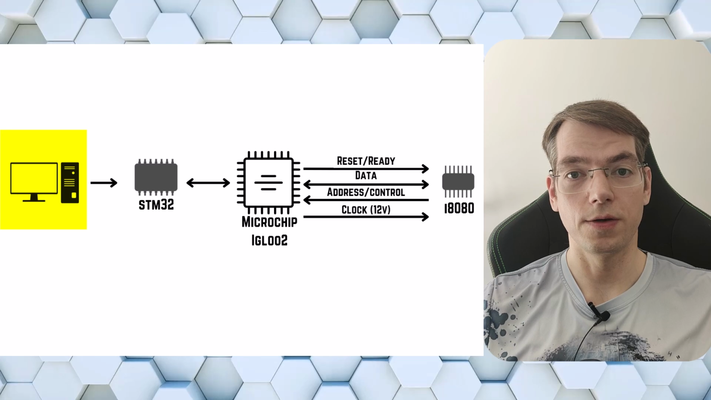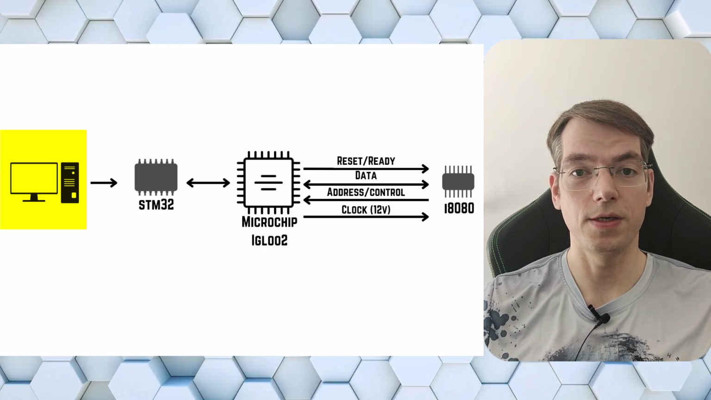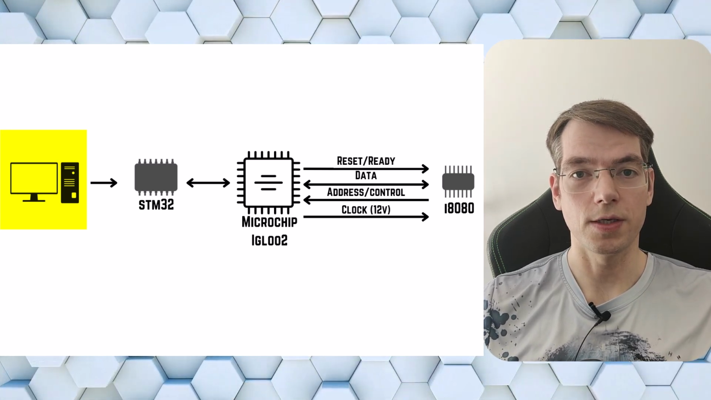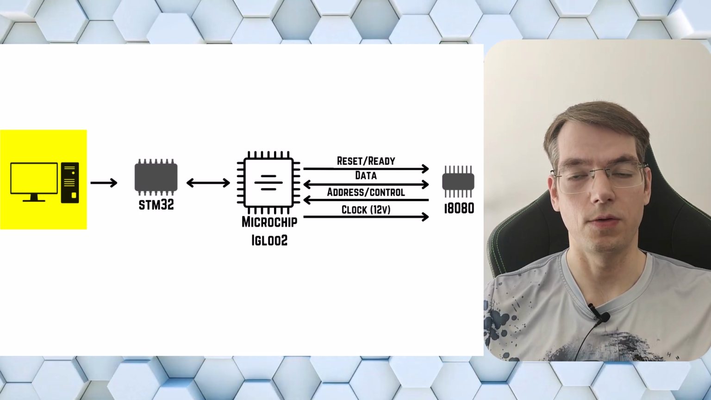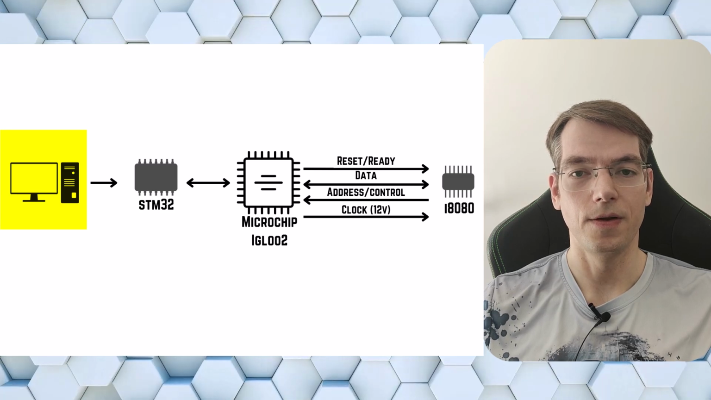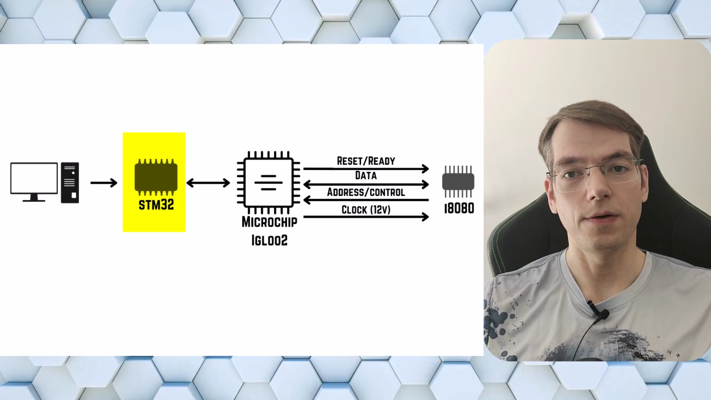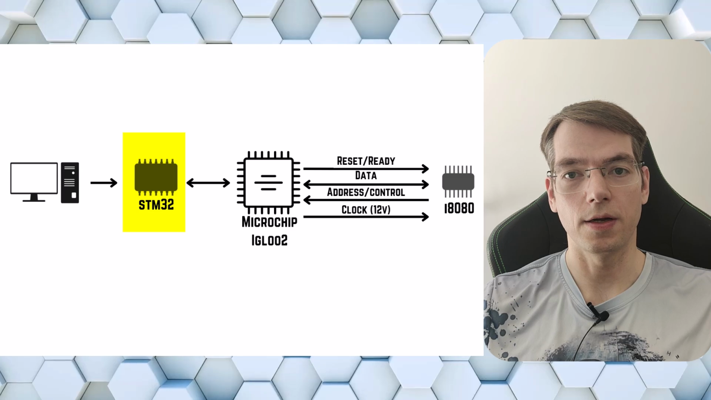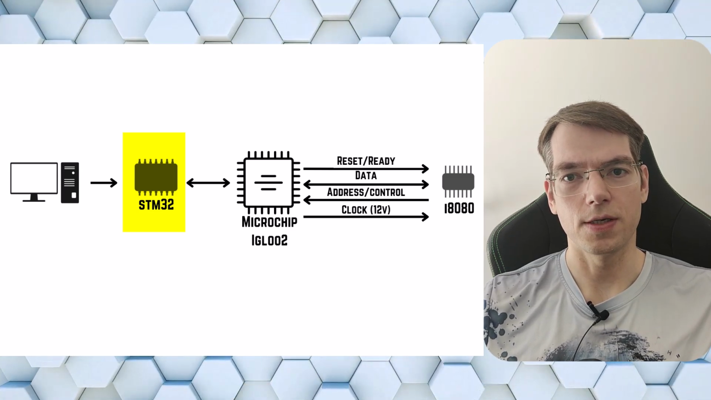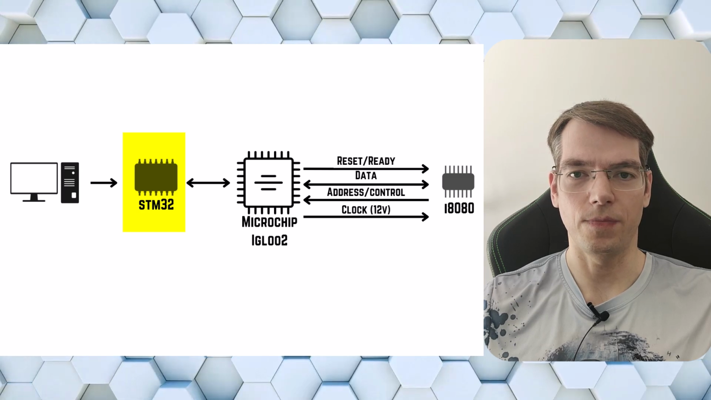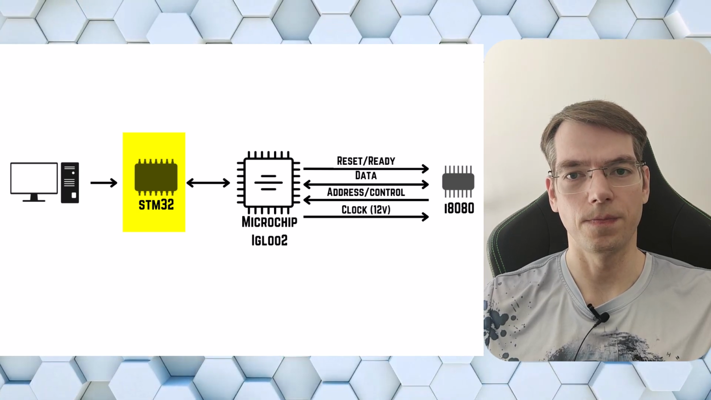Firstly, we need to develop some PC controlling software which would send a memory image to the memory controller that would be used by the 8080. Then we need to write firmware for the STM32 microcontroller. It would be quite simple firmware, just because the STM32 in my case is only a UART bridge.